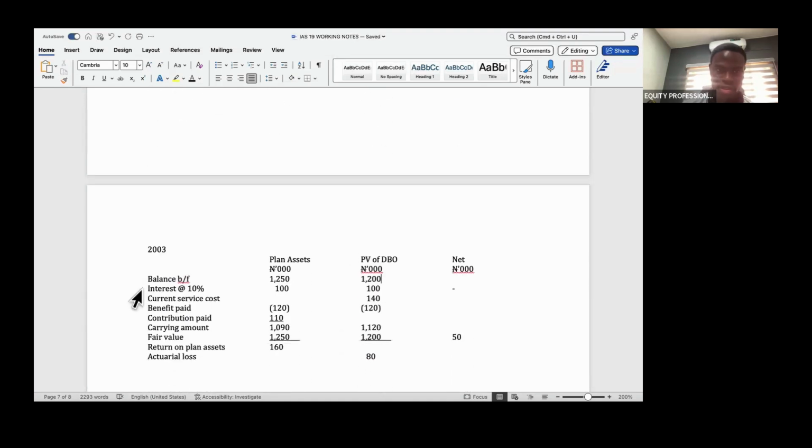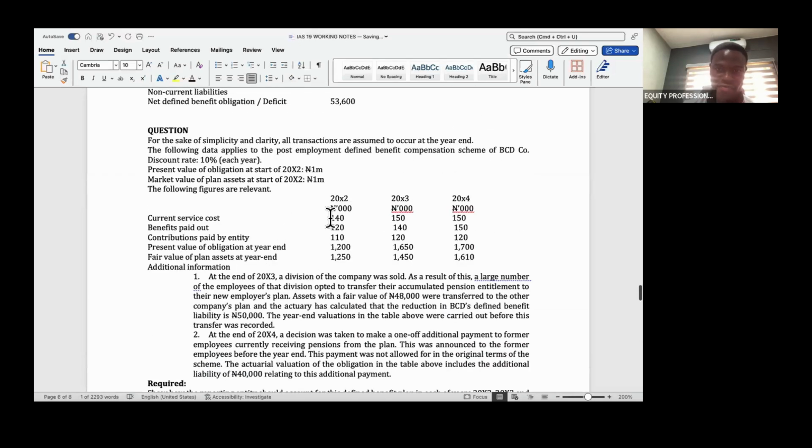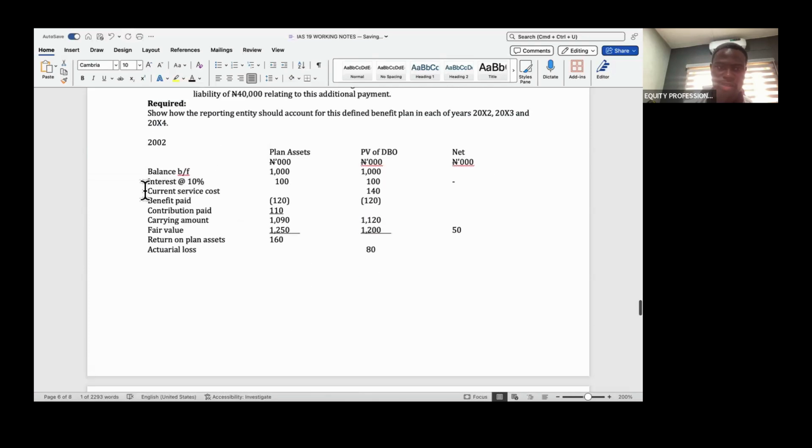Then we calculate our interest at 10%. This will be 125, right? And this will be 120, right? Then there's a difference of 5. The asset is higher than the liability, so this becomes a net interest income, positive in our P&L. Then our current service cost in 2003 is actually 150. So we already agreed that current service cost should go to DBO, 150.